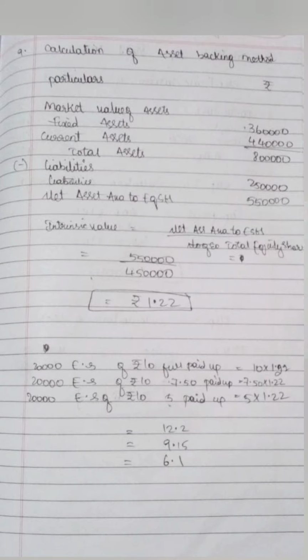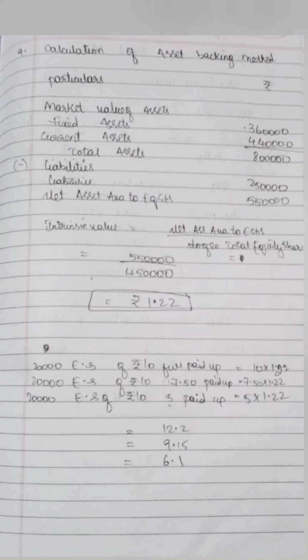Now in this we need to calculate intrinsic value. The formula is net asset available to equity shareholder divided by total equity share. So 5,50,000 divided by 4,50,000, by that we get rupees 1.22, which is the intrinsic value. Now the equity shares are of 10 rupees, 7.50 and 5, so 10 into 1.22, 7.50 into 1.22, and 5 into 1.22, by that we get the values of 12.2, 9.115 and 6.1 respectively. So this is the calculation of asset backing method.